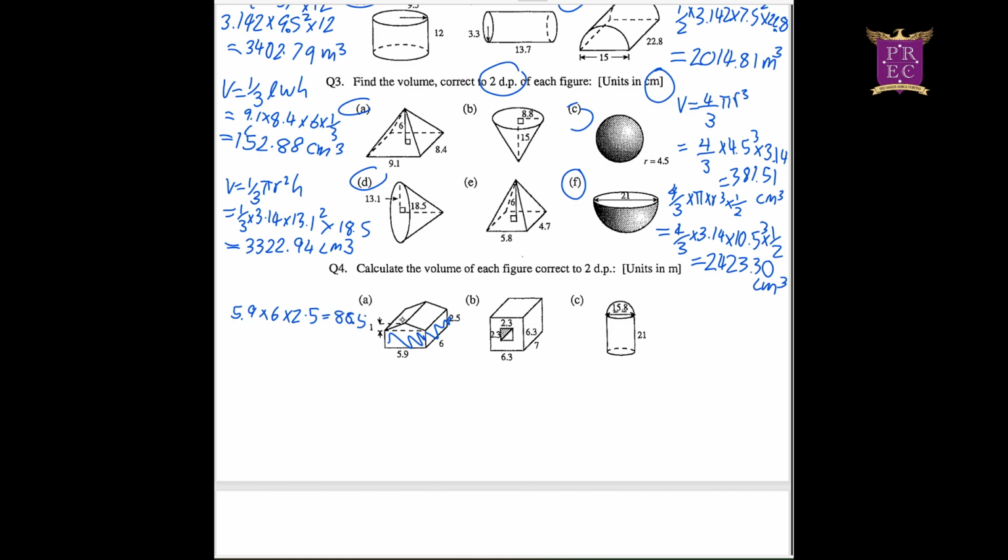Now we do a triangular prism here. What would you say the area of the triangle over here is? It will be 1 times 5.9 divided by 2, because it's half base times height. So we have 5.9 times 1 divided by 2, and then times the length, which is 6.